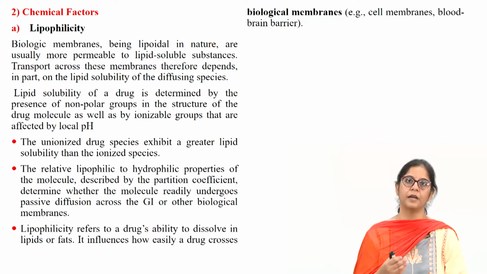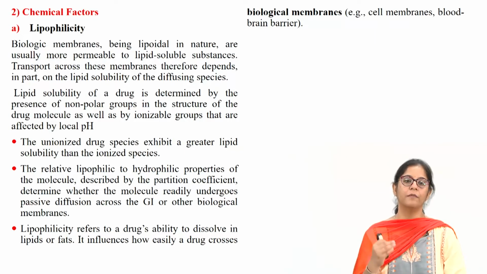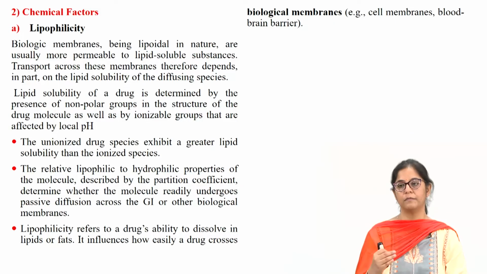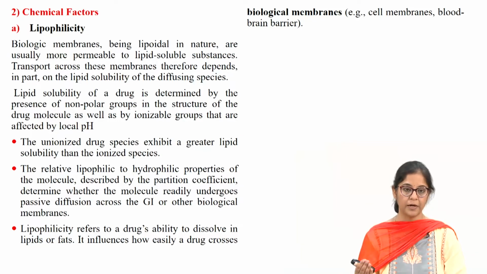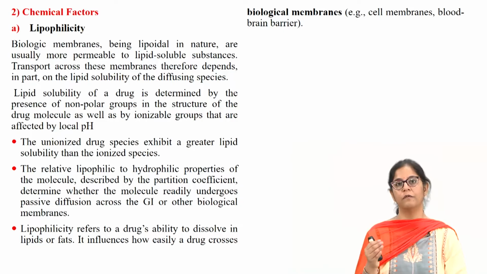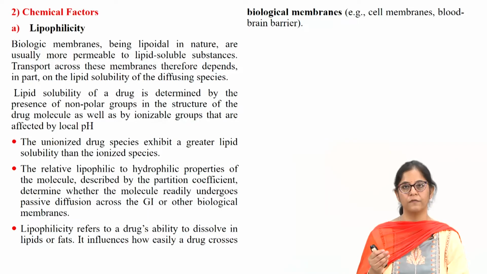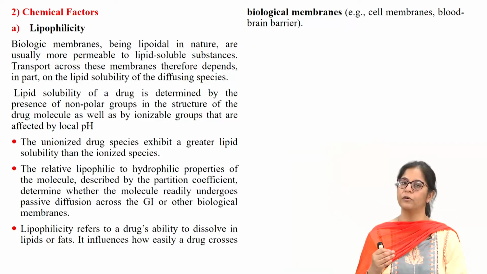Chemical factors like lipophilicity. The lipophilicity of the drug is important in deciding how much of the drug can move across the biological membranes, because they are all phospholipid bilayers. So, transport across membrane depends upon the lipid solubility of the diffusing species. Now, lipid solubility is determined by the presence of non-polar groups in the structure of the molecule, as well as the ionizable groups that are affected by local pH.